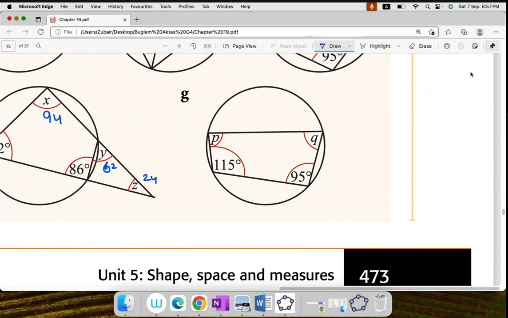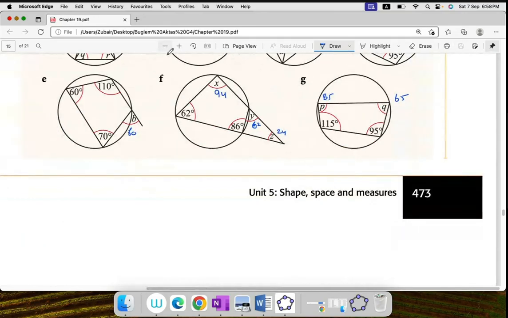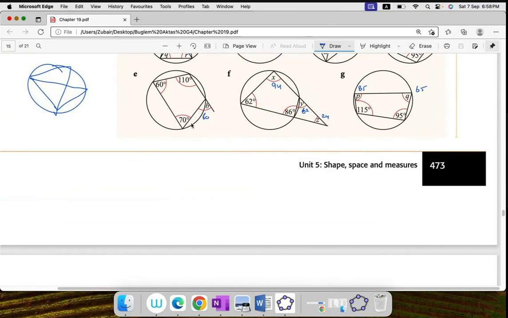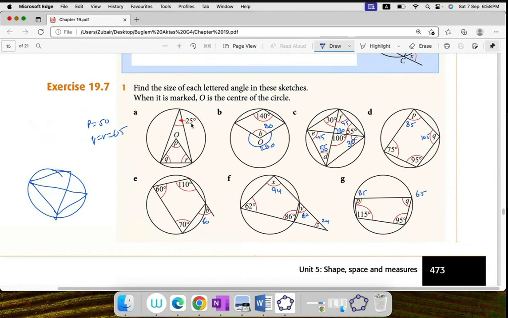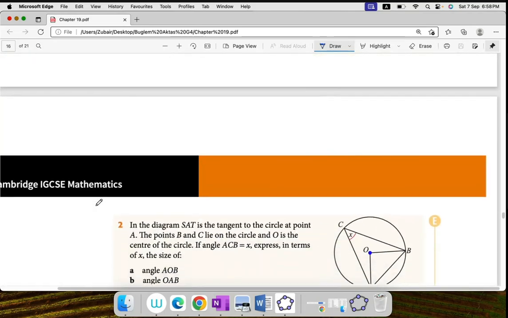P is 85. P85. Correct. And then Q is 65. Correct. Okay. In some questions, the examiner would ask you what you actually did. In some questions, he will ask you to name the property as well.